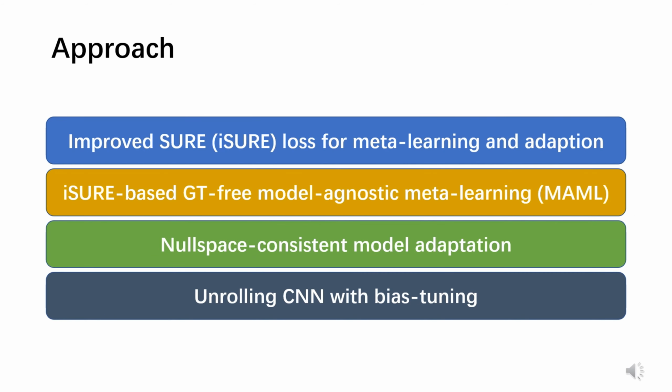Our approach has four key components. Firstly, an improved Stein's unbiased risk estimator, iSure, is proposed for meta-learning and adaptation. Second, by incorporating iSure for range space learning and an ensemble inner loop for null space learning into model-agnostic meta-learning, MAML, we develop an unsupervised MAML scheme. Third, we develop a null space consistency loss for improving model adaptation on null space prediction. Lastly, based on an unrolling NN architecture, we propose a bias tuning scheme to accelerate the model adaptation process.